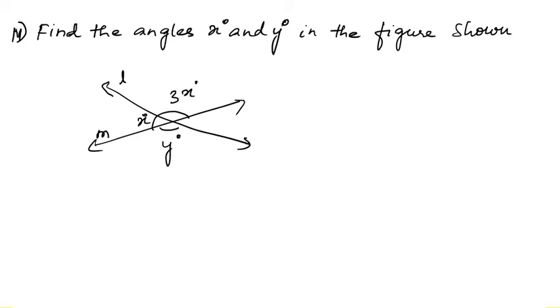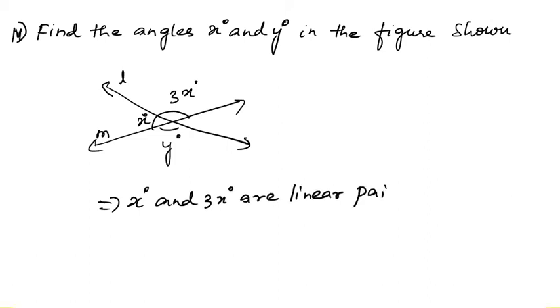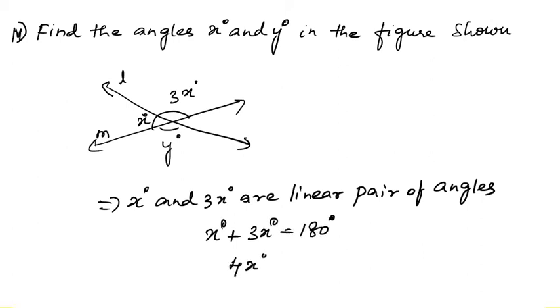11th question, find the angles x degree and y degree in the figure shown. So if you look at the diagram, we can say that x degree and 3x degree are linear pair of angles. So if there are linear pair, we know that their sum value is equal to 180 degree. So x degree plus 3x degree is equal to 180 degree. From here we get 4x degree is equal to 180 degree. So x degree is equal to 180 degree divided by 4. So we get x degree value to be 45 degree.